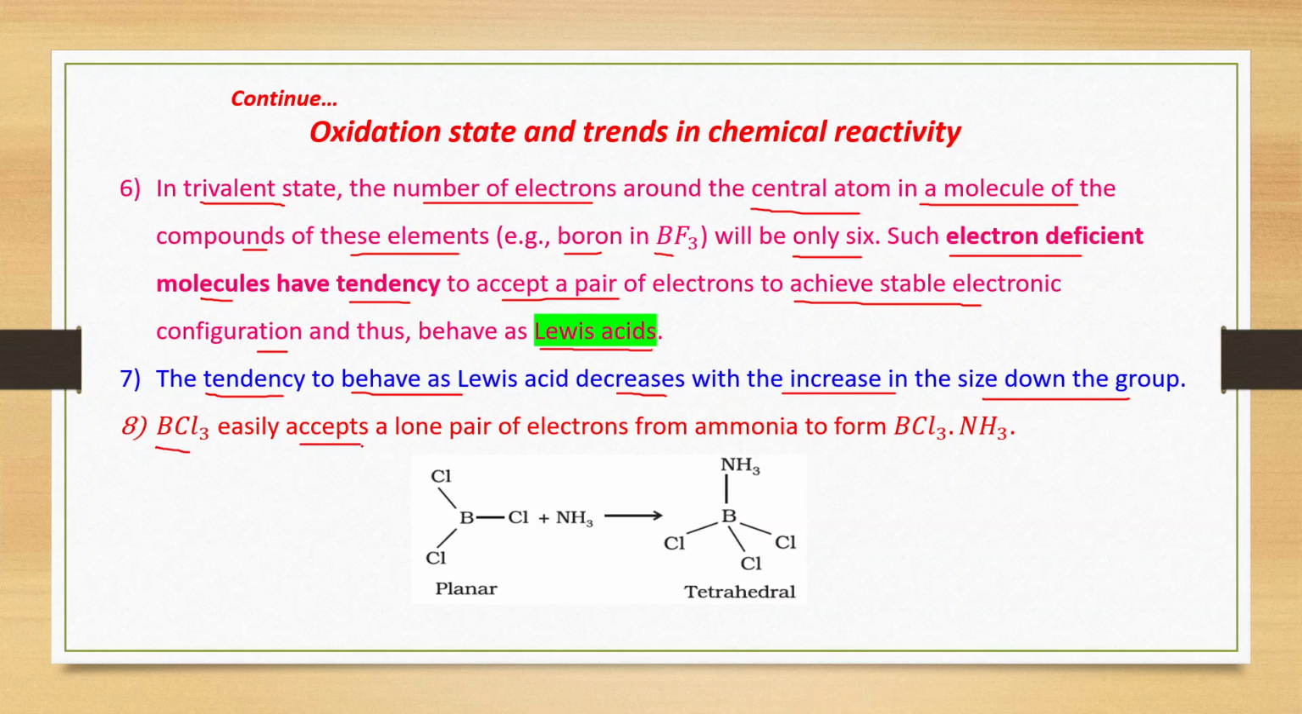BCl3 easily accepts a lone pair of electrons from ammonia to form the BCl3·NH3 addition compound. The reaction can be represented like this. This BCl3 is a planar molecule. In NH3, nitrogen has one lone pair of electrons and boron has one empty p orbital. This is electron deficient, so this lone pair of electrons is donated to this B and this is tetrahedral. Now if you see the change in hybrid state, in this case boron is sp2 hybridized, but here boron becomes sp3 hybrid.